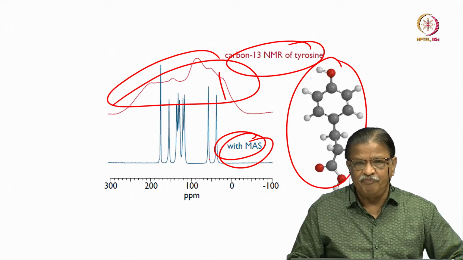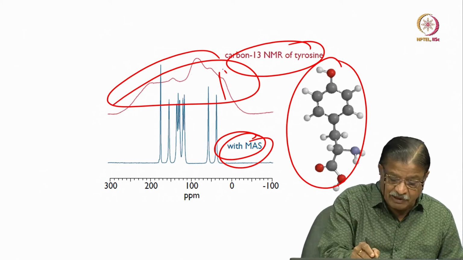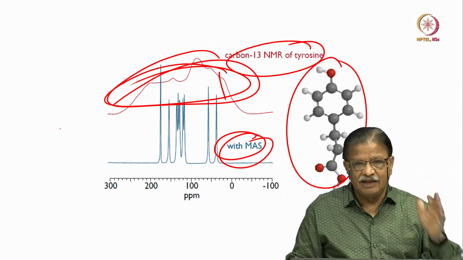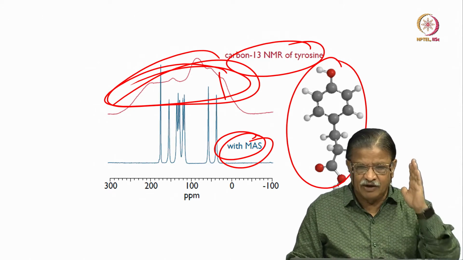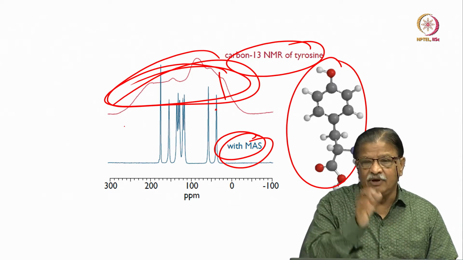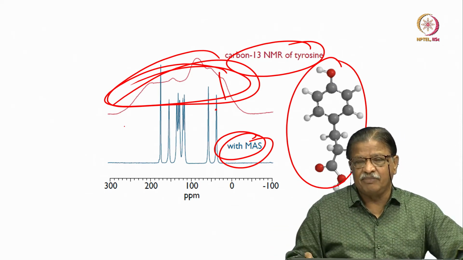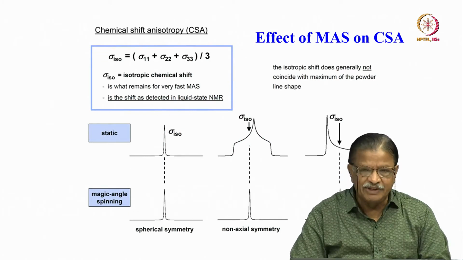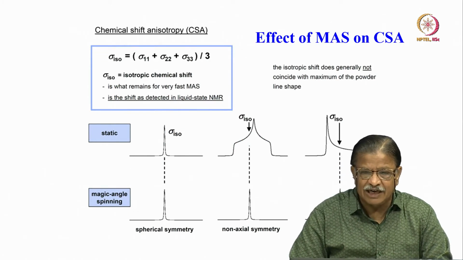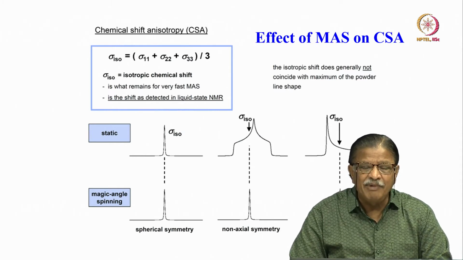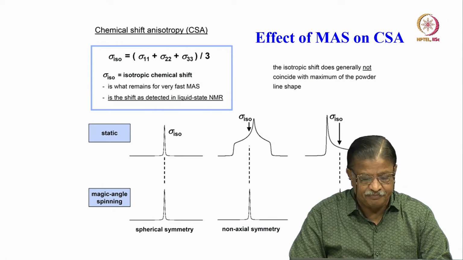magic angle. Here the spinning speed has to be larger than the width of the powder pattern. Only then will you not get sidebands, you get only sharp peaks, where each peak corresponds to the individual chemical shift of the particular carbon. So, now with this knowledge, we will understand the effect of magic angle spinning on chemical shift anisotropy.